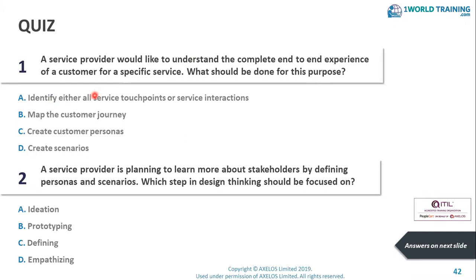Option A is about identifying either all the touch points or service interactions, but that would not provide an understanding of the complete end-to-end experience. Therefore, A is incorrect. Mapping the customer journey, on the other hand, provides an understanding of the complete experience. Creation of personas and scenarios are only stages before creating the journey map.